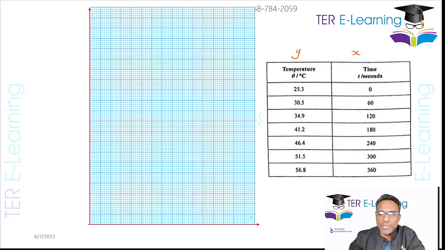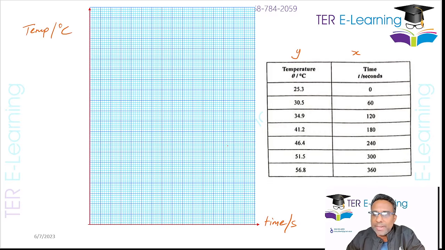Now, we should label our axes first, right? So on your x-axis, we have time. So you're getting marks for labeling the axes properly, right? So time in seconds. Across here, we're going to have temperature, right? And that temperature there is in degrees Celsius, right? Now we want to plot this here. So we need to look at the data itself. So on the x-axis, your smallest value is 0, and we're going up to 360 here, right? So we need to select an appropriate scale.